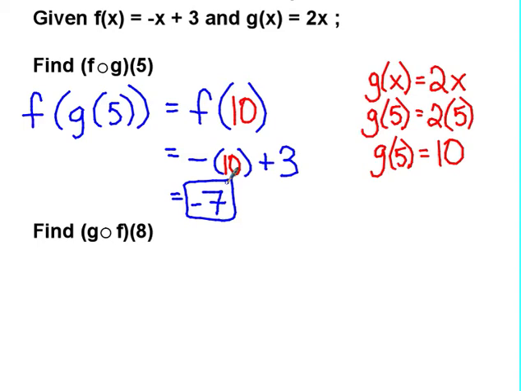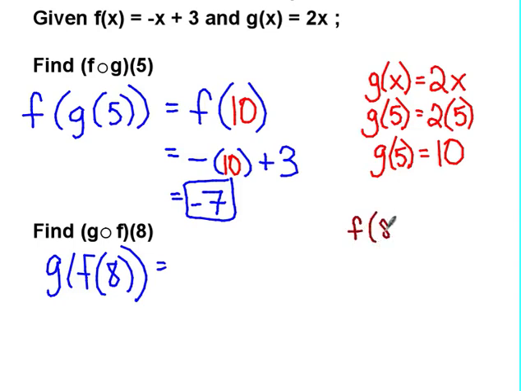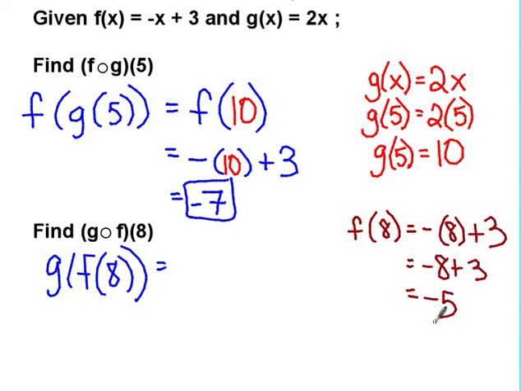Looks like we've got one more at the bottom here. G of f of 8. Well, it would be a little easier if I knew f of 8. So off to the side here, I'm going to figure out f of 8. What we're going to do is plug it into the f function. The f function takes negative something plus 3. And when I'm finding f of 8, I'm going to plug 8 in instead of x. So negative 8 plus 3, so that's going to give us negative 5.